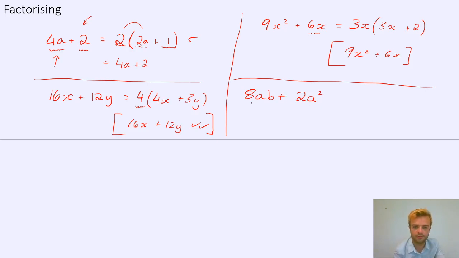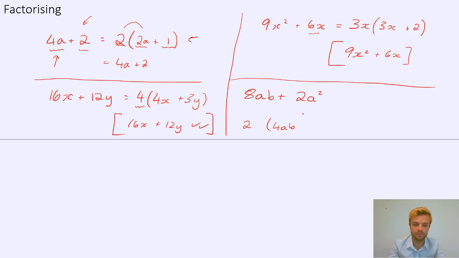So if I look for something that goes into both of these terms, you might think 2, because 2 goes into 8 and 2 goes into 2, so we can take 2 outside the bracket. Now what do I multiply by 2 to get 8ab? I multiply it by 4ab, because 4ab times 2 is 8ab.